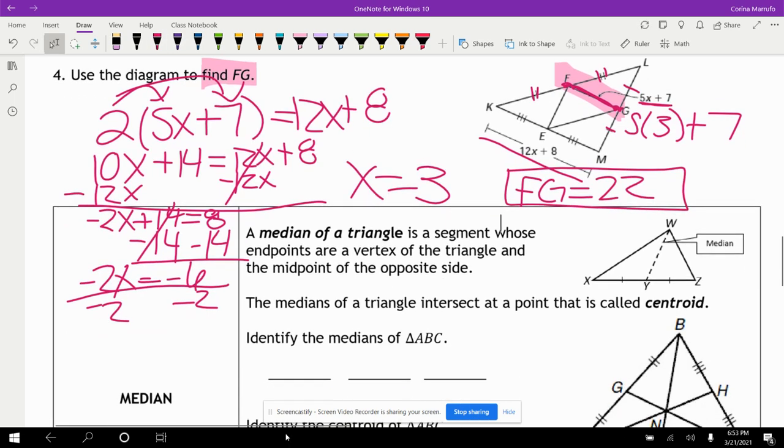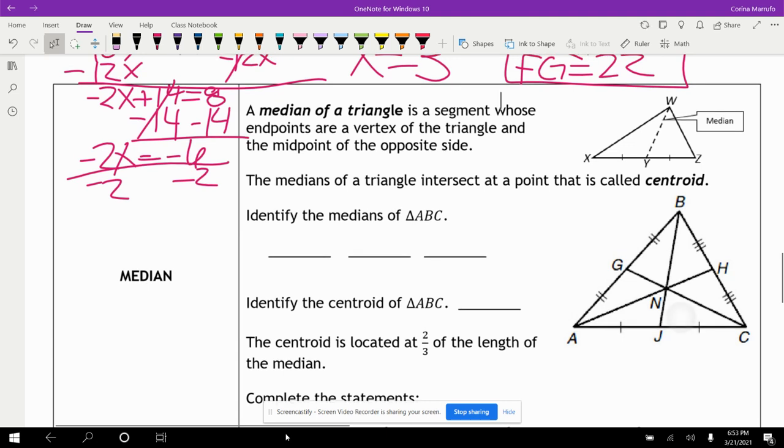Okay. Now we're going to go into our next one, and this is called the median of a triangle. It is a segment whose endpoints are a vertex of the triangle and the midpoint of the opposite side. Okay. The medians of the triangle intersect at a point called a centroid. Identify the medians, and they give us this one.